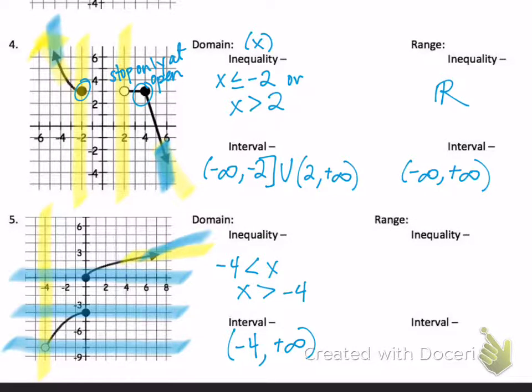Okay, so the range, I'm going from bottom to top, so if I wanted to do interval first, then I would start where? -8. And would that be parenthesis or bracket? Parenthesis, and then it stops where? -4, bracket, union, starts up again at 0. Brackets are when your circle is closed, and parenthesis is when your circle is open. And then positive infinity.